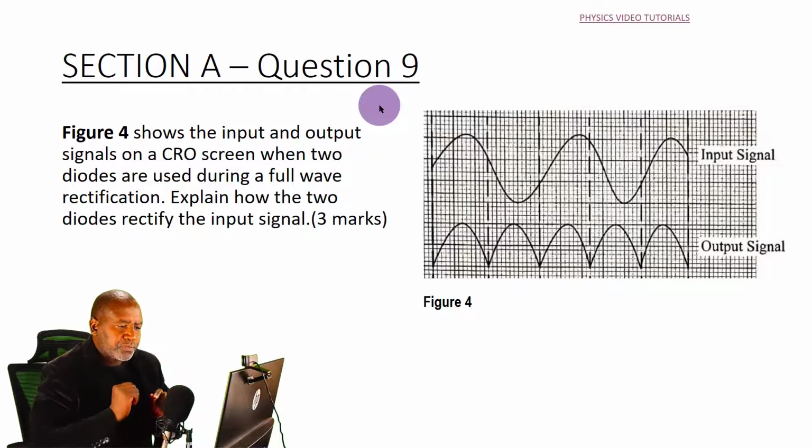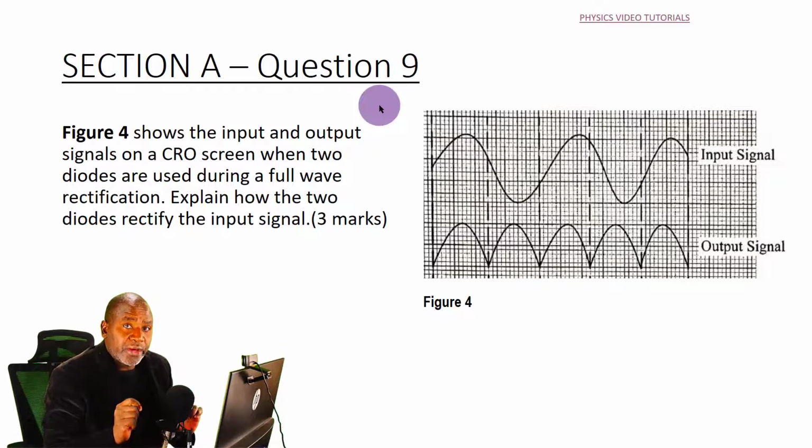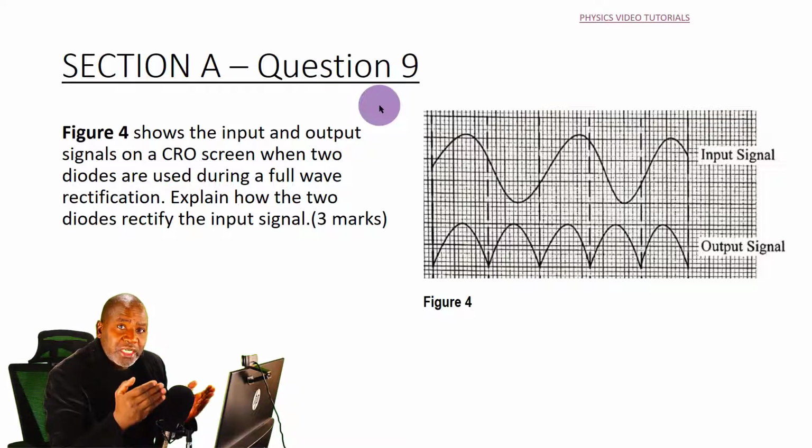So we are using two diodes. There are two types of rectifications. First of all, what is meant by rectification? Rectification simply means converting an alternating voltage into direct voltage, or an alternating current into a direct current, AC to DC. That is what we mean by rectification. In the rectification process, we usually use diodes.